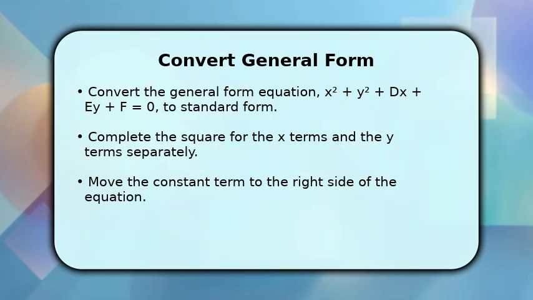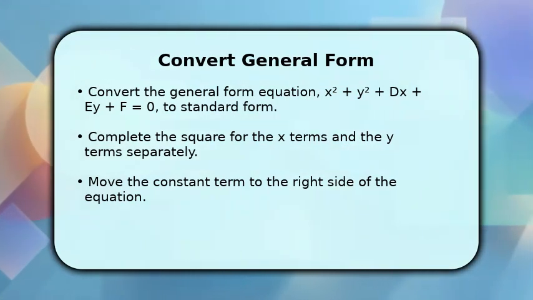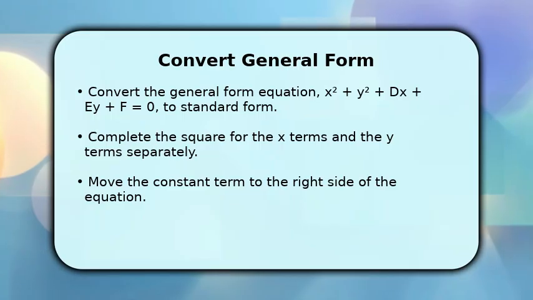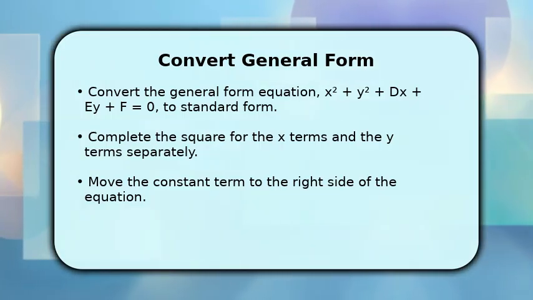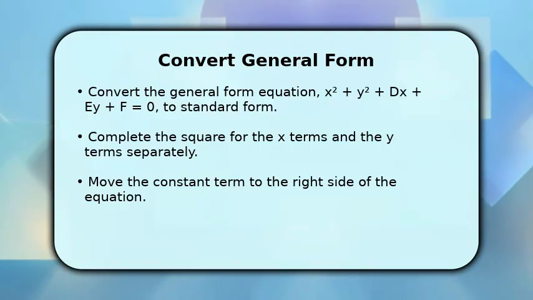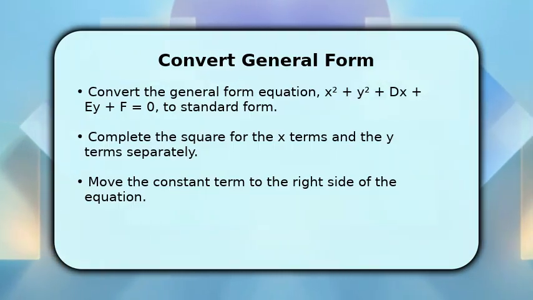When given the general form of a circle's equation, you'll need to convert it to standard form. This involves a process called completing the square. Group your x terms and y terms together, then add the necessary constants to both sides of the equation to create perfect square trinomials. Finally, move any remaining constant to the right side to match the standard format.